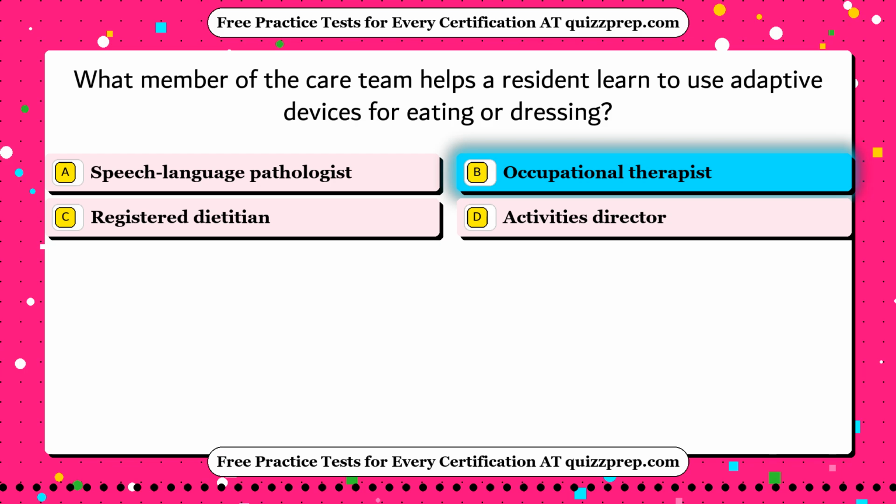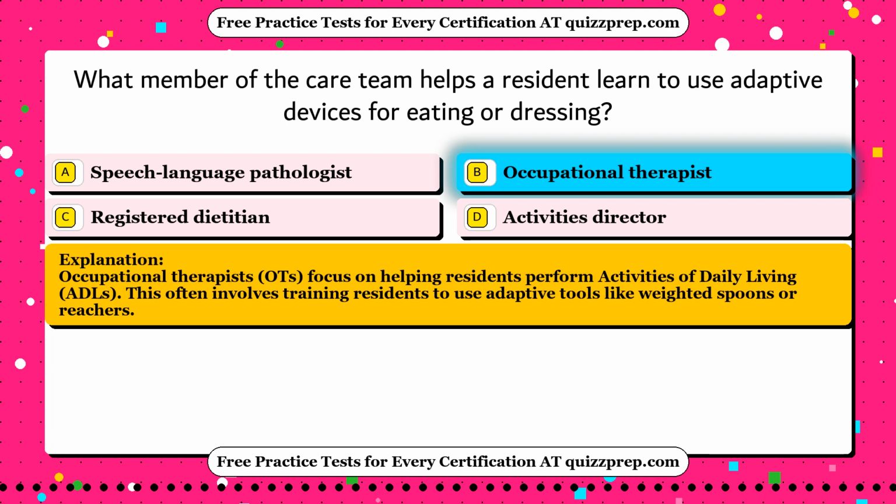The correct answer is Option B, occupational therapist. Occupational therapists, OTs, focus on helping residents perform activities of daily living, ADLs. This often involves training residents to use adaptive tools like weighted spoons or reachers.